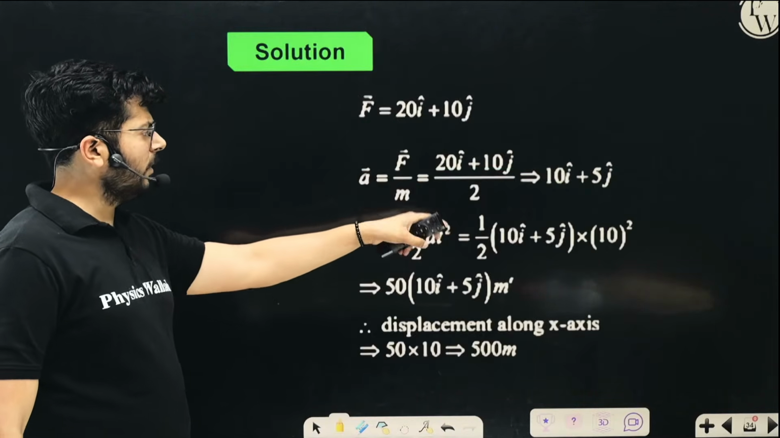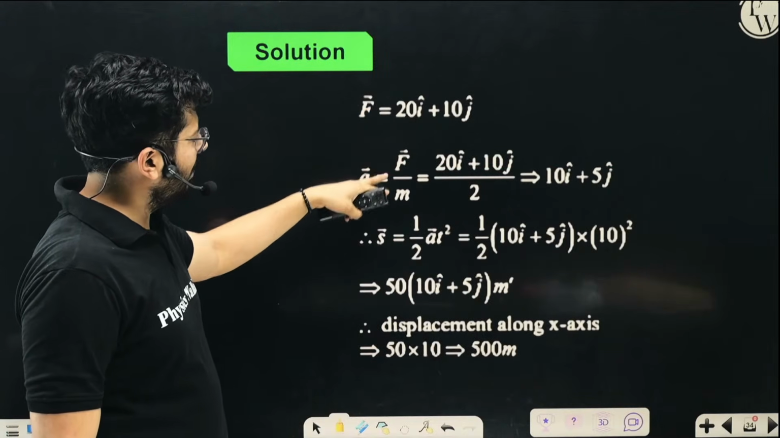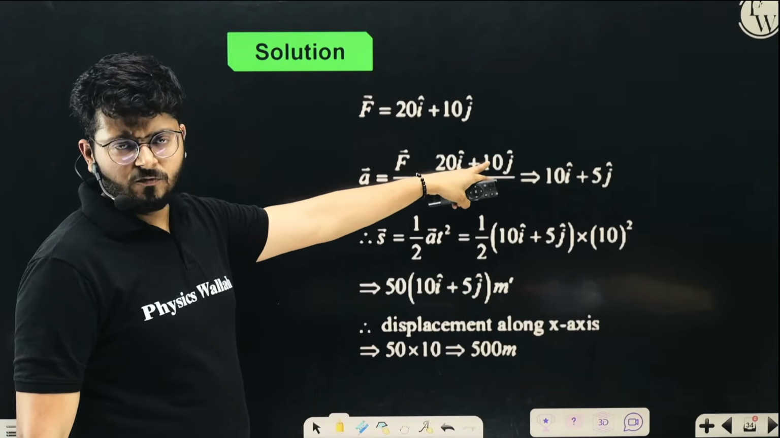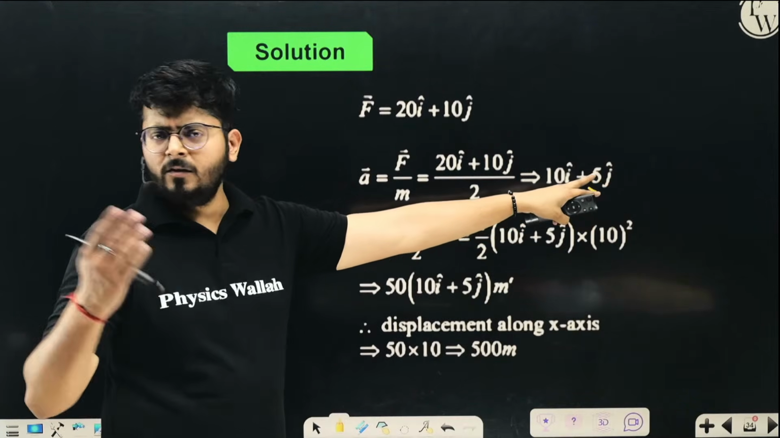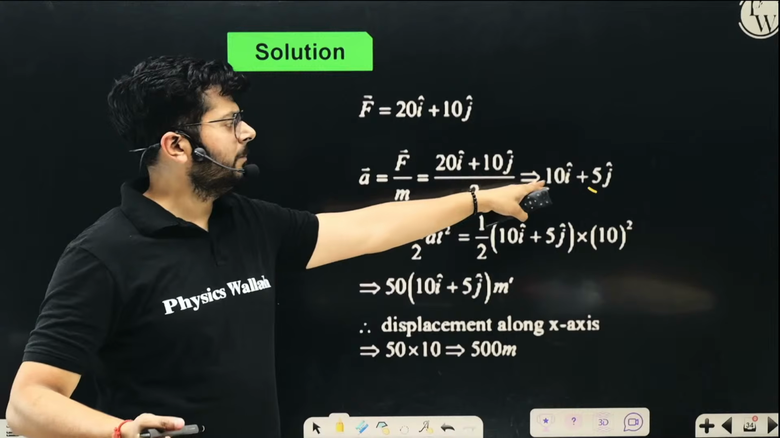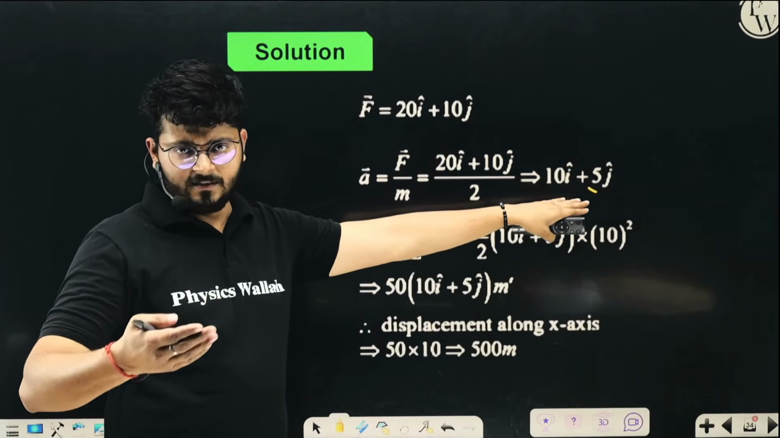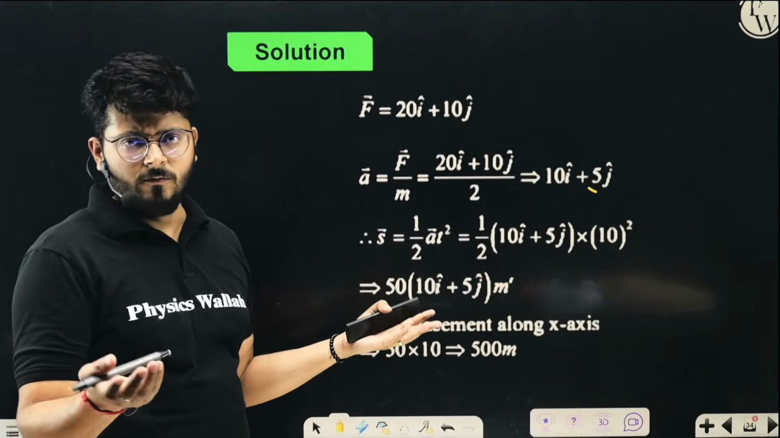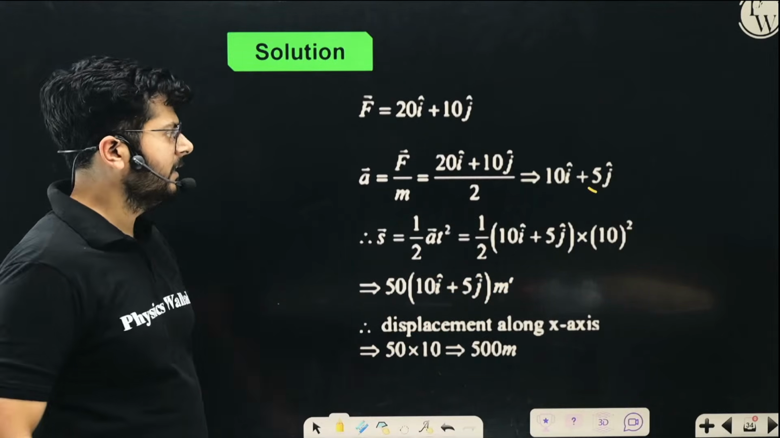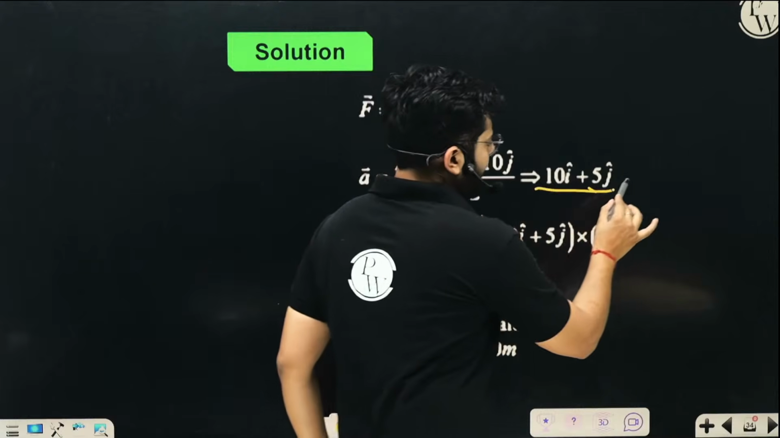What they have done is they have first of all kept the force in the vector format and divided it by the mass. So the acceleration is coming out in the vector format. No need to worry about that. You can get the magnitude of acceleration after that. So that is also very cool. The acceleration is coming out 10i plus 5j.